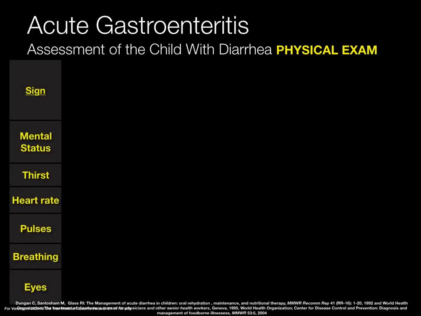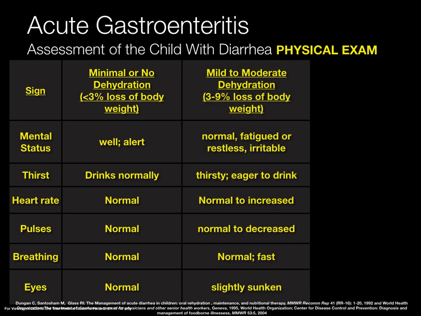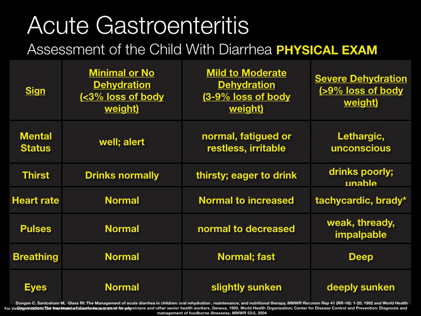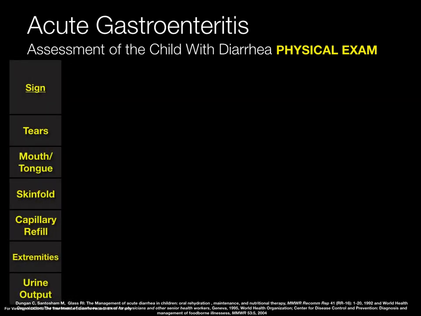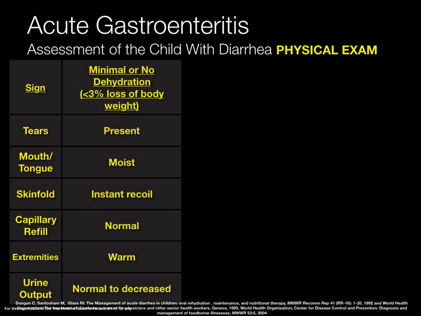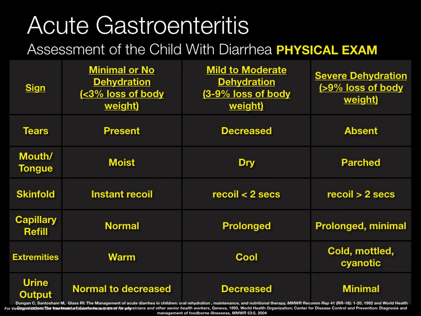For the physical examination, you need to first assess the hydration status of your child: if there is minimal or no dehydration, mild to moderate dehydration, or severe dehydration, as depicted in this table. Please read through this table. These are the parts of the physical examination you need to know for the different degrees of dehydration present in the child. You can freeze this frame for you to read them.